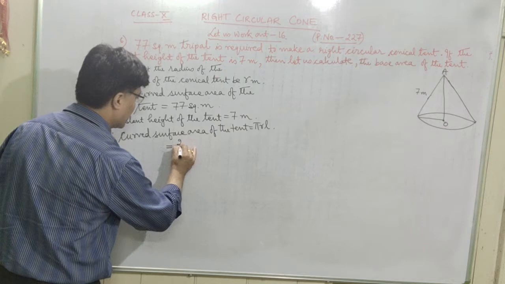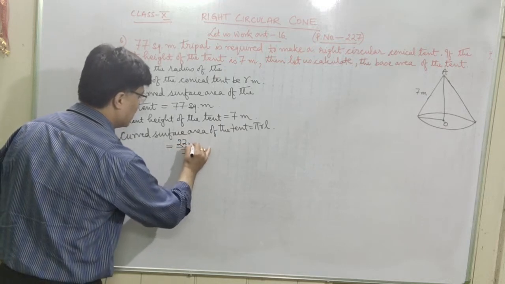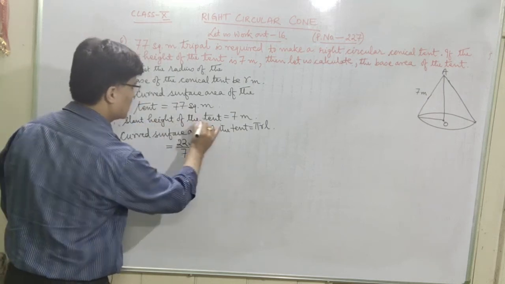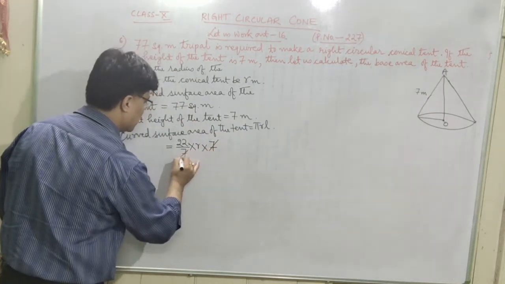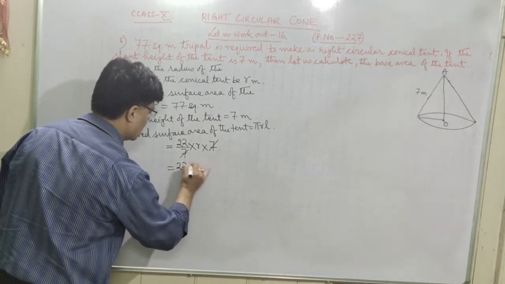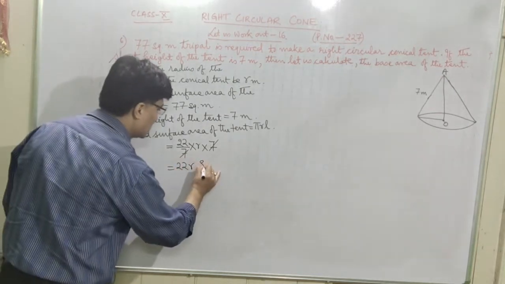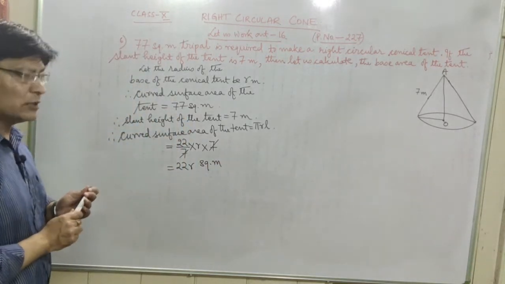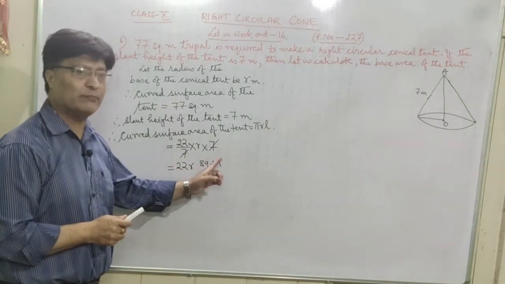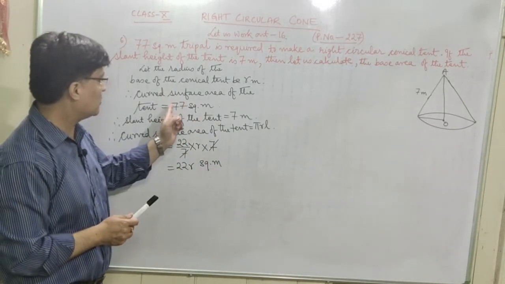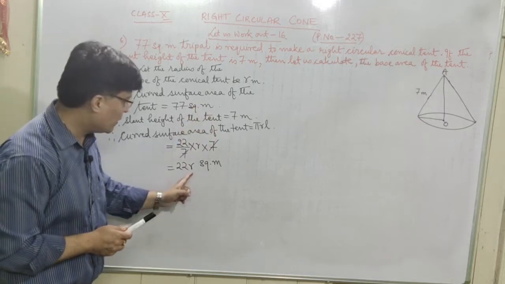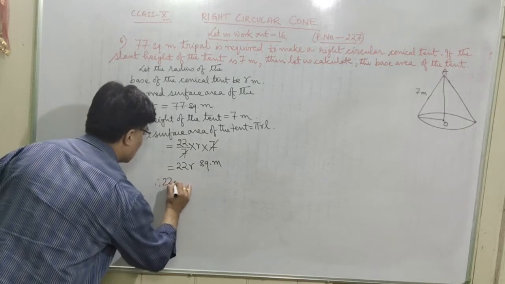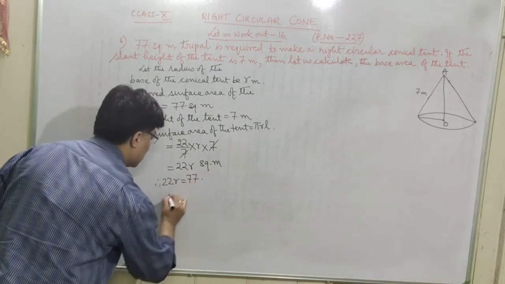What is pi? You know that pi is 22 by 7. What is the radius? It is r only. And what is the slant height of the tent? It is 7. So here 7 gets cancelled, which is equal to 22r. What is this unit? It is square meter. So what is the curved surface area of the conical tent? It is 22r square meter. But by question it is given as 77 square meter. So we can equate these two, isn't it? That is 22r is equal to 77.